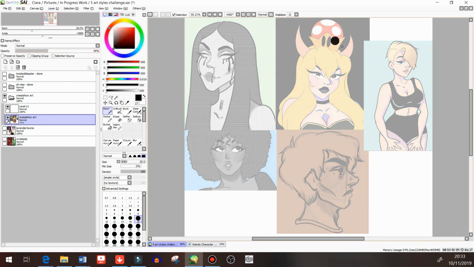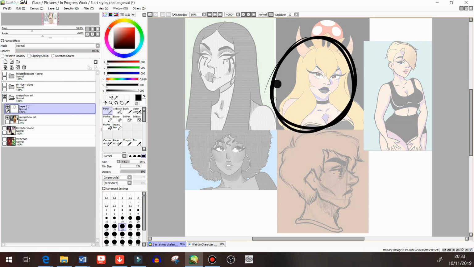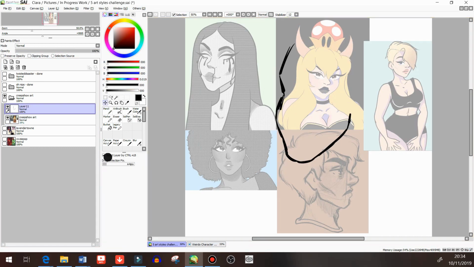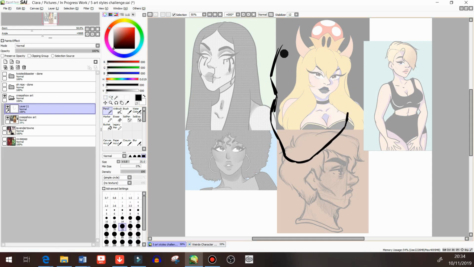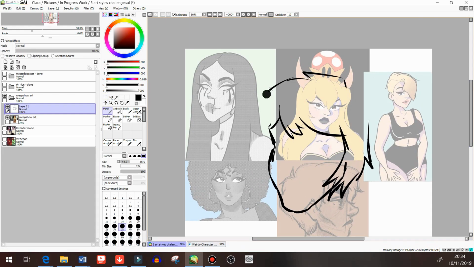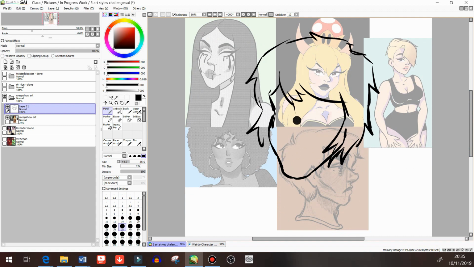Creepshow doesn't really draw guys all that much, or at least I couldn't find any on her Instagram, so I had to draw Weirdo based off how she draws women. Weirdo has long eyelashes anyway, so his eyes weren't too hard to fit Creepshow's art style. However, one thing I had to sort of compromise is Weirdo's facial expression.